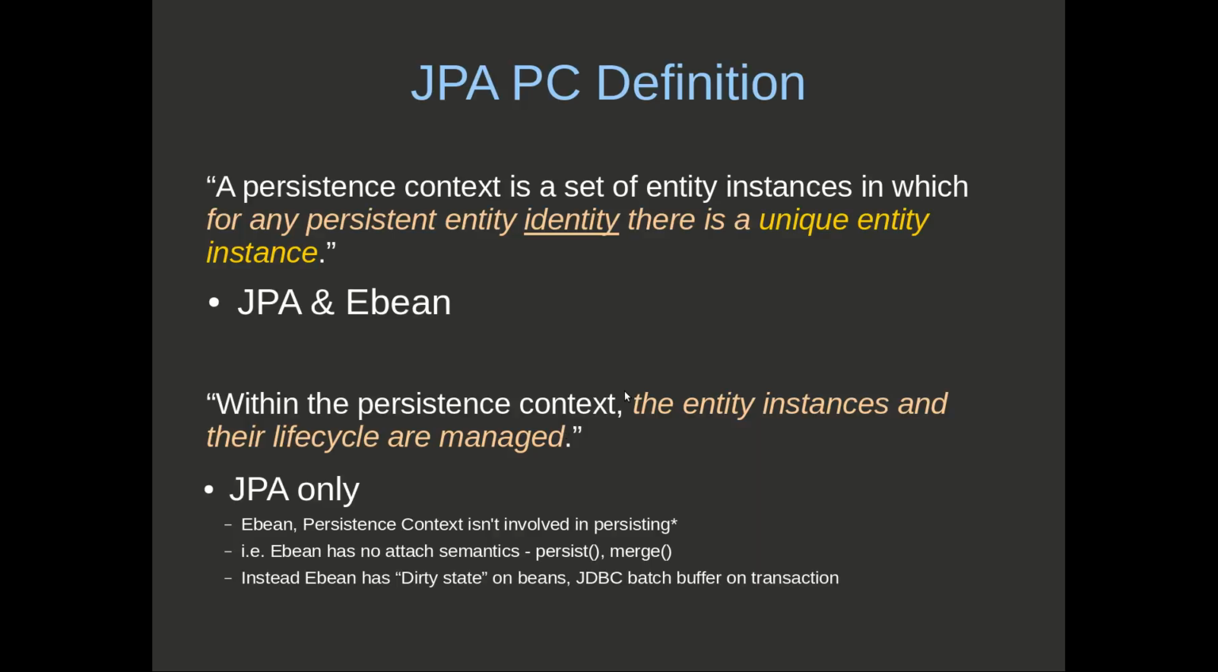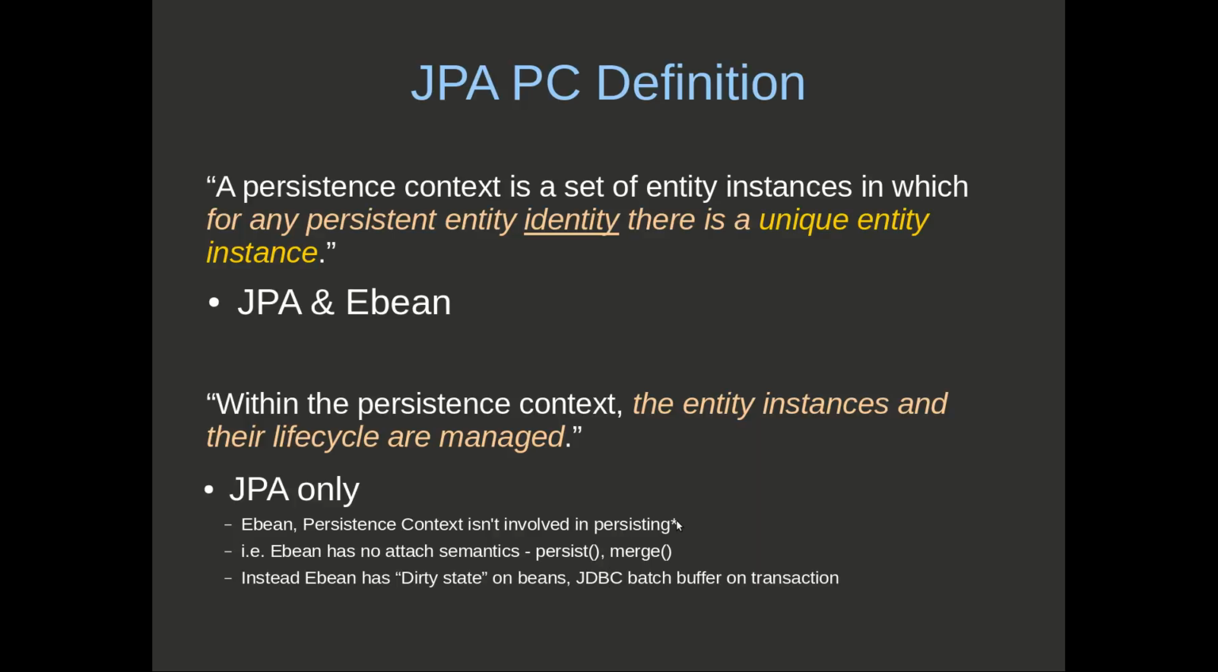JPA also has that the entity instances and their life cycle are managed, which is where you get the idea of a merge and persist into the persistence context with JPA. That's a JPA thing; with Ebean, the persistence context isn't involved in persisting. That's achieved because the dirty state for the beans is stored on the beans themselves, and there's a JDBC batch buffer on the transaction. Combined, that means Ebean doesn't need the persistence context as part of its persisting logic.